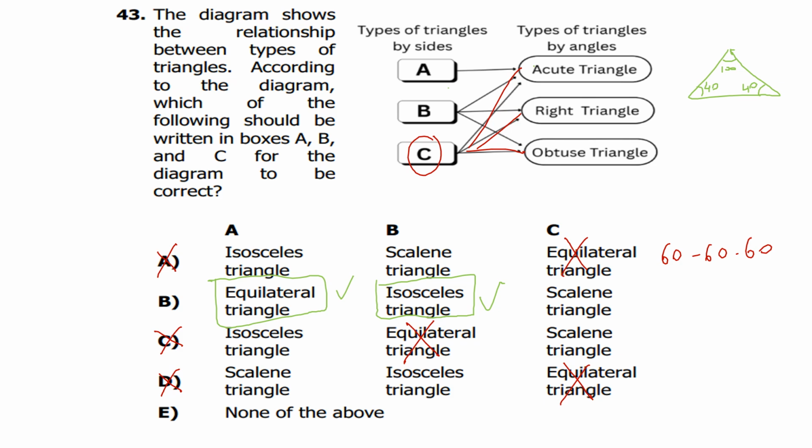And C is scalene. A scalene triangle can be acute, right, and obtuse. It's also okay. This means the answer is B.